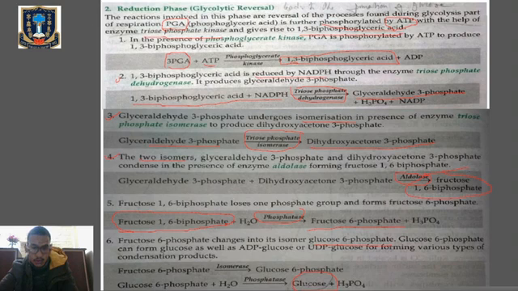So you can see over here that fructose 6-phosphate will form its isomer in the presence of the enzyme isomerase to form glucose 6-phosphate, and glucose 6-phosphate will form the glucose by the help of the enzyme phosphatase. So glucose is the product of the reduction phase of the Calvin cycle or the C3 cycle.